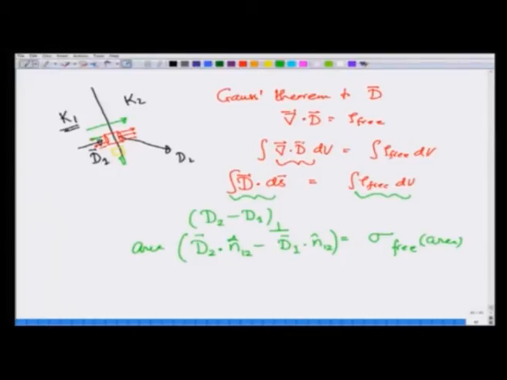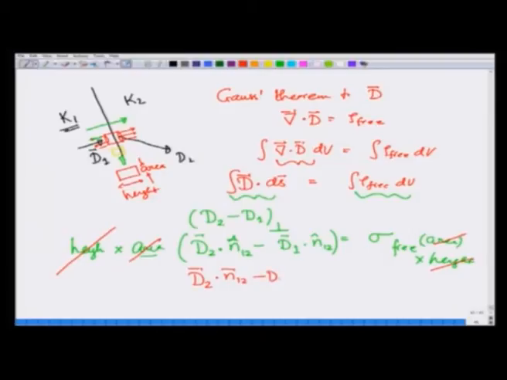Okay, let us do it a little more carefully. Area times the height of the box. I can write the height of the box here. Let me show it here. This is the box, this is the area, and this is the height. These things cancel, and I get D2 dot n from 1 to 2 minus D1 dot n from 1 to 2 unit vector is equal to sigma free.